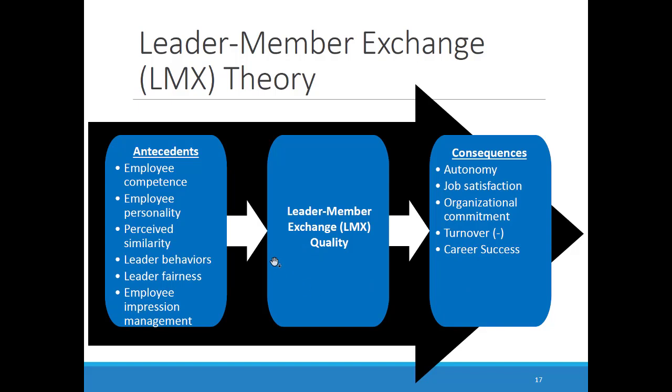So next we move back and we see that this is leader-member exchange. So leader-member exchange predicts all of these important outcomes or consequences, these things that we just talked about. Now, what predicts leader-member exchange quality? Well, what I just talked about was how subordinates need to demonstrate their competence, right? And so that's the first thing that we have here in our antecedents list.